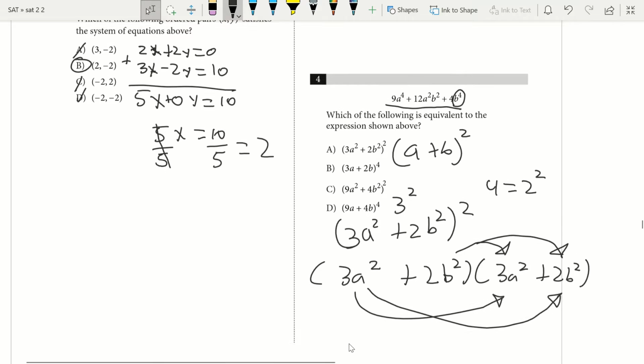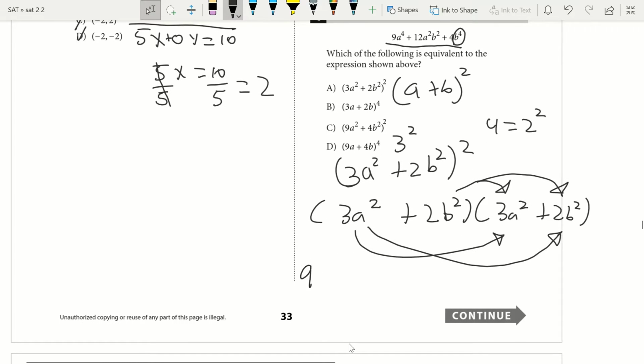So 3A squared times 3A squared gets us 9A to the 4th, and then 3A squared times 2B squared gets us 6A squared B squared, and then 2B squared times 3A squared gets us another 6A squared B squared, and then 2B squared times 2B squared gets us 4B to the 4th.